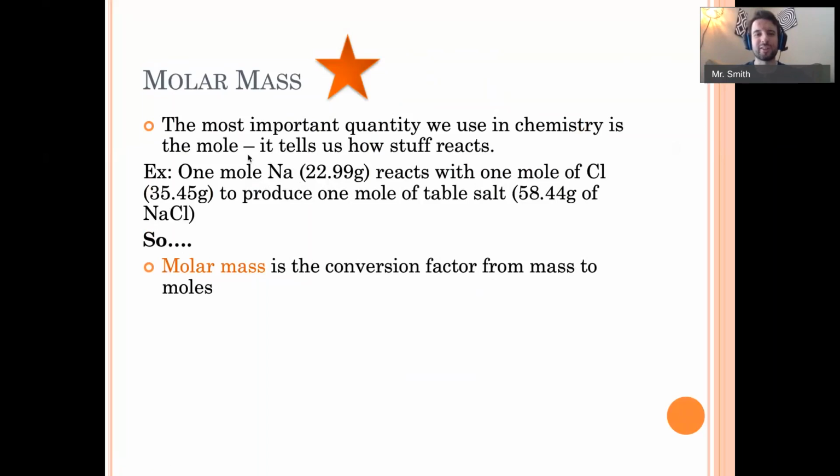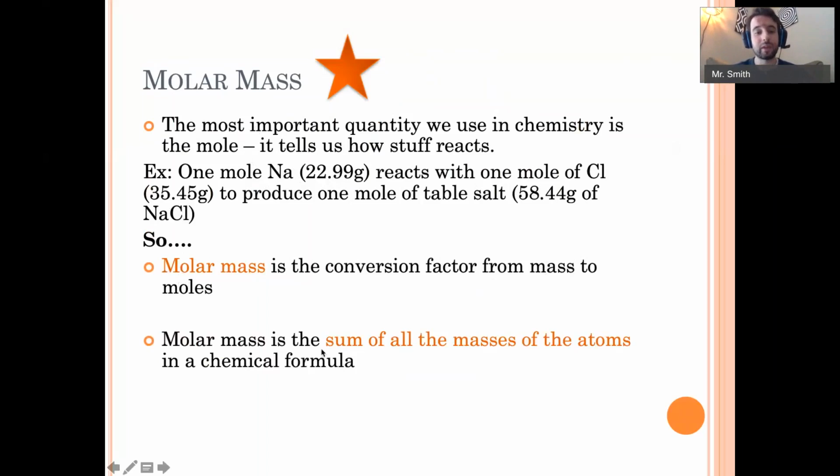You'll notice that sometimes we'll pour out ridiculous numbers of each thing. But what that really is, is just 1 mole of reactant A, 1 mole of reactant B, and that'll give us, I don't know, 1 mole of product C, for example. So it's just a conversion factor from mass into moles, so from grams into atoms. And the molar mass is the sum of all the masses of the atoms in the chemical formula.